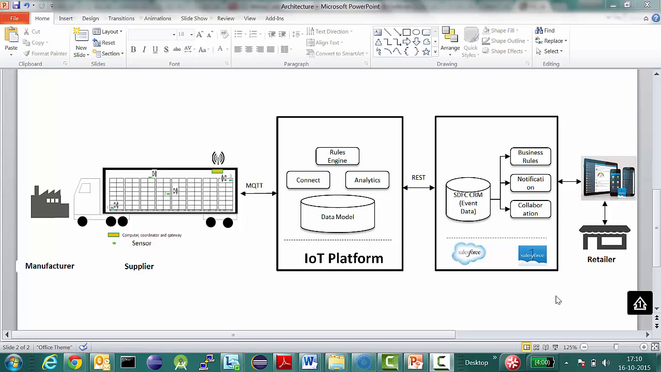Hello all. Today I'll be presenting and talking about an IoT solution that we have designed for IoT in retail, specifically IoT in supply chain. So let me begin with the market problem.